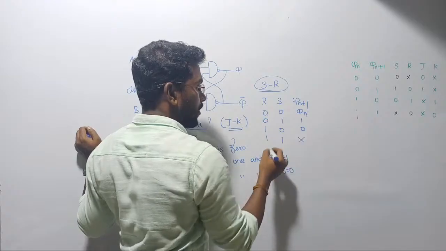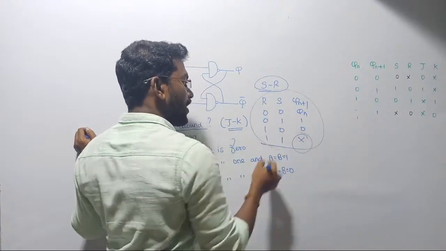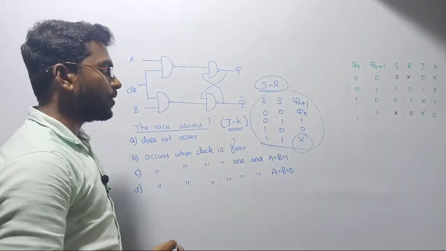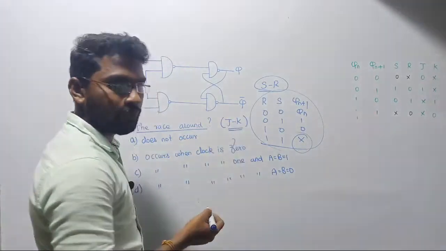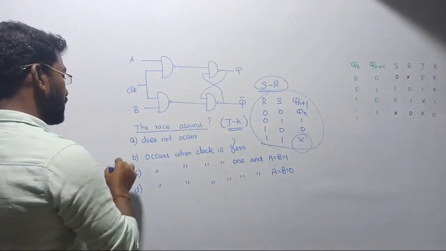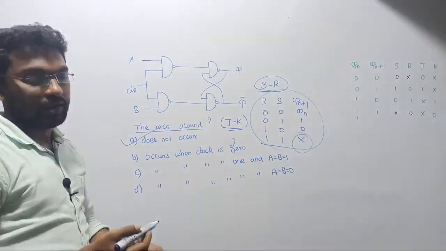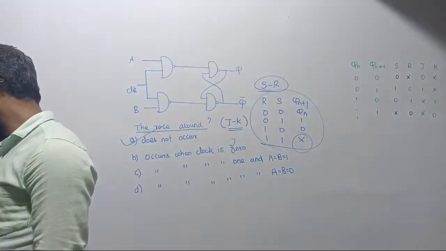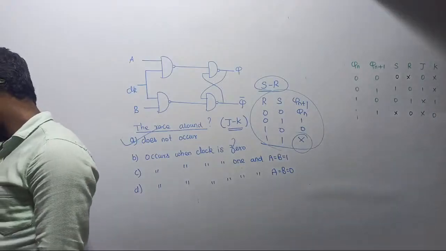Here we got don't care, unused state. So here we got unused state. We never touch it. What about race around conditions at all in SR flip-flop? Of course, it is possible in JK flip-flop, right? But it is not in SR flip-flop, right? So what is the correct answer? Does not occur, right? Given it is SR flip-flop, there is no point of discussing about race around conditions at all, right? That is wrong.